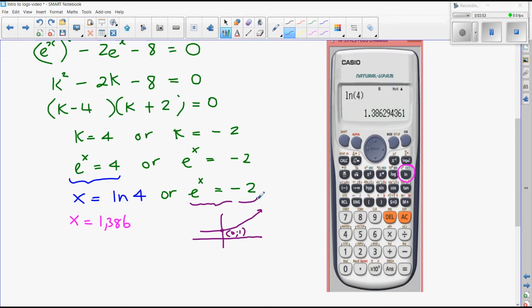But looking at the sketch of e to the x, we see that it has a range of y greater than 0 for all real values. And that is because we also learned that the x-axis is your asymptote. So e to the x equals negative 2 has no solution. So the only solution to this equation is x equals ln of 4, or x is approximately equal to 1.386.